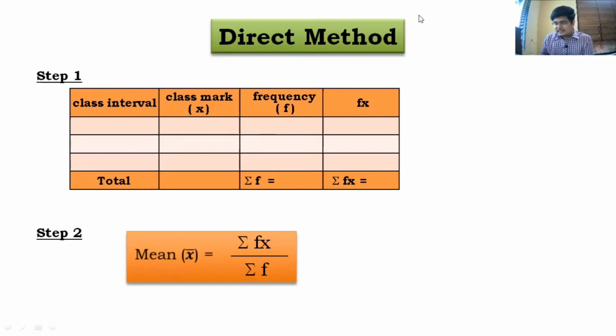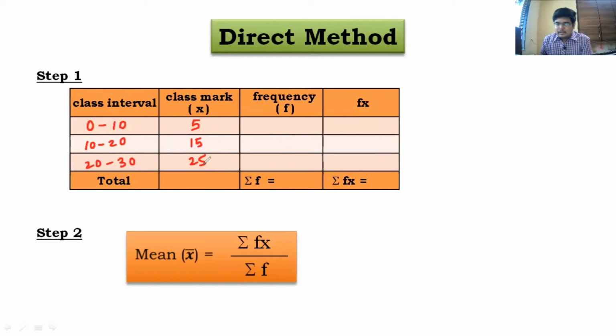But what is X? So let us quickly revise. You guys must have studied class marks in your 9th standard. We'll take one simple example to revise. Let's say the class intervals are 0 to 10, 10 to 20 and 20 to 30. So class mark simply means the middle most value. So 0 to 10, exactly in the middle between 0 and 10, which value is there? That is 5. Similarly, 10 to 20, you'll get 15, 20 to 30, you'll get 25. So that is class mark X.